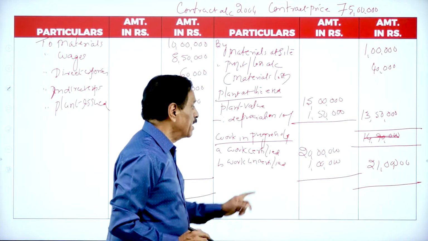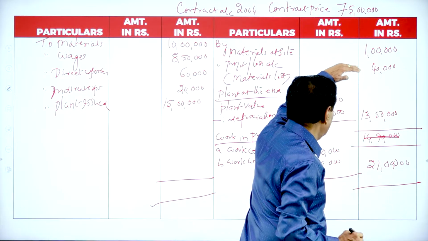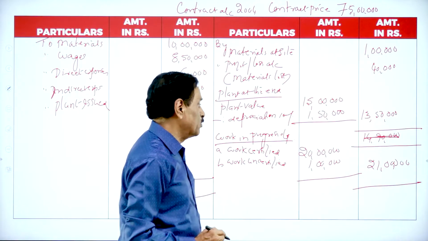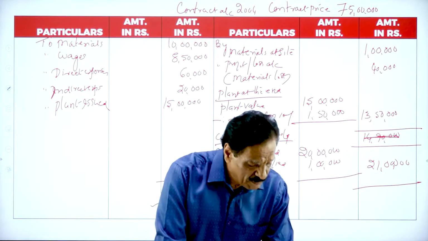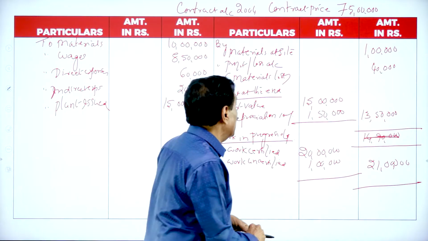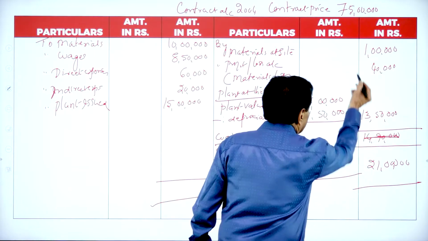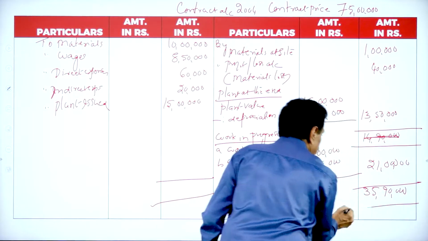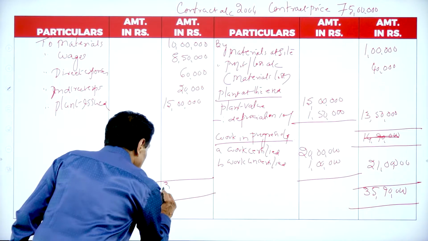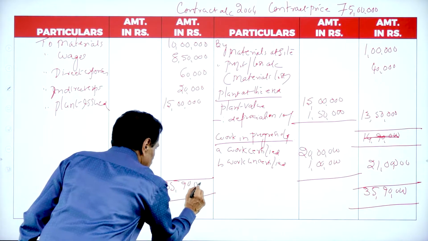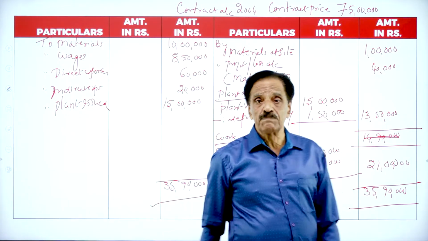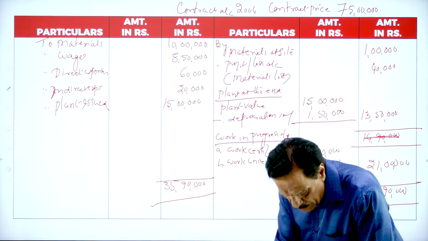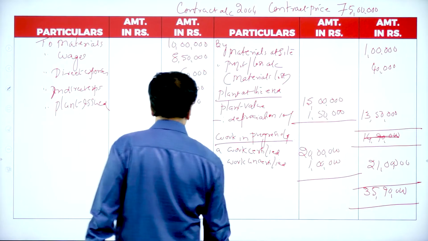This is 21 lakh plus 14, 35 lakh. 21 plus, this is 13 plus 1, 14 lakh. That is 21 lakh. You make the total of this. Total it will come 35 lakh 90,000. 21, 14, 35 lakh 90,000. You go through the problem once again. 35 lakh 90,000. So the difference, you'll bring out the difference.